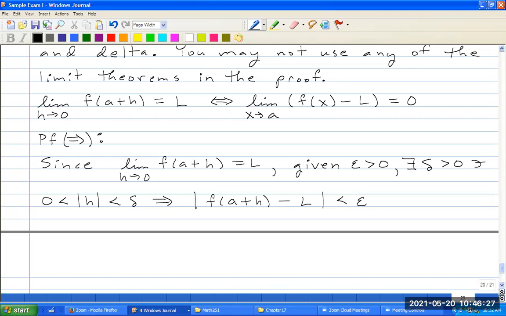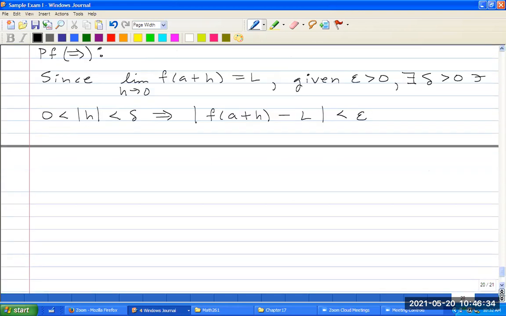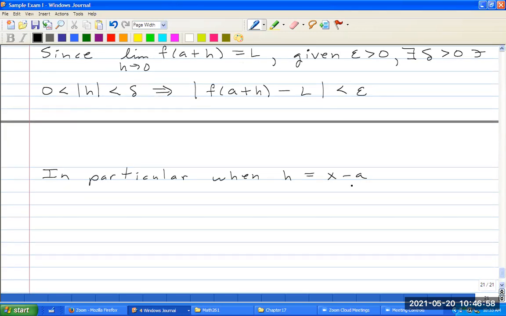So then, oh, come on, I'm just trying to scroll. So, in particular, when h is x minus a. So let's just state that.